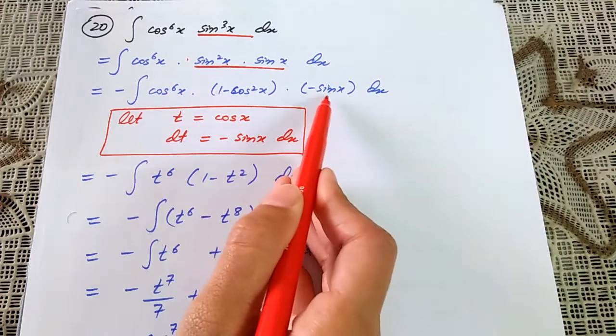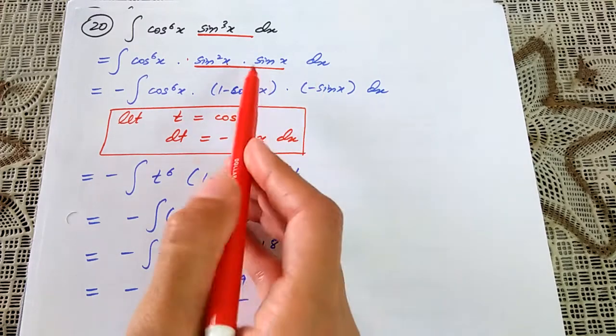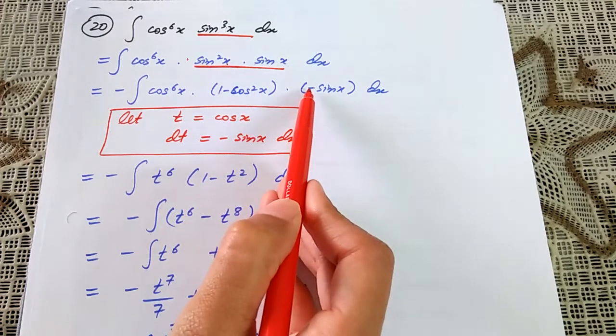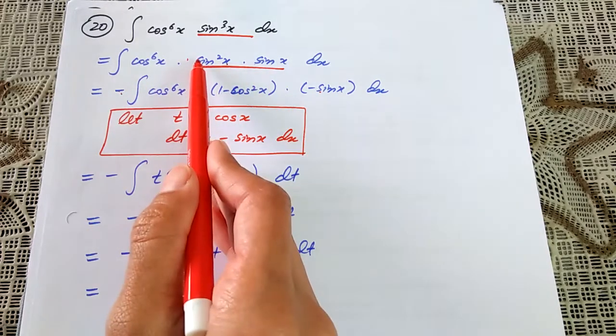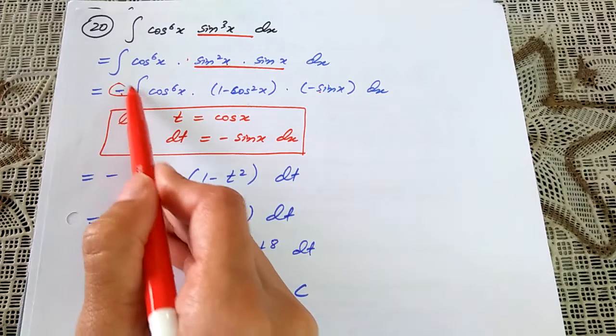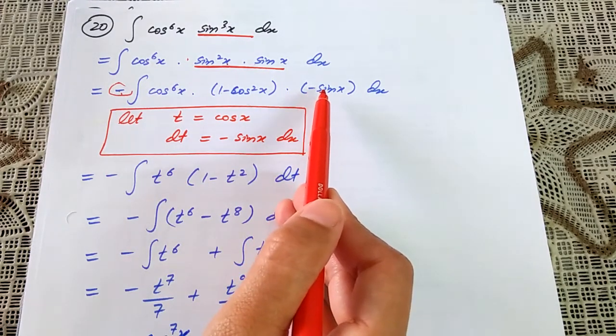Cos has the derivative minus sine, so I need minus sine here. Just multiply it 2 times so that you can get back the previous step. Keep this one negative sign outside and keep this one negative sign with sine of x.